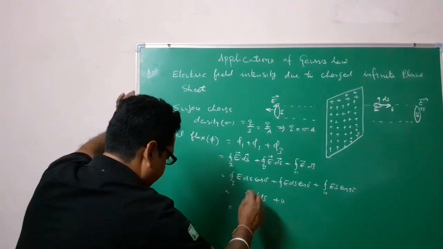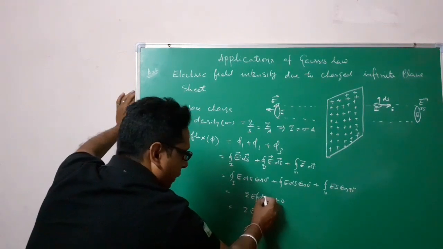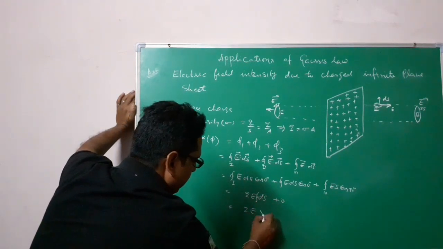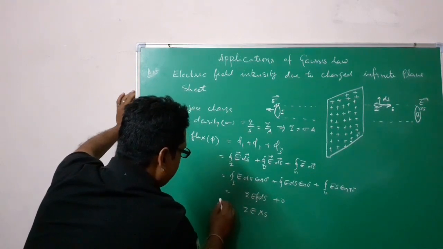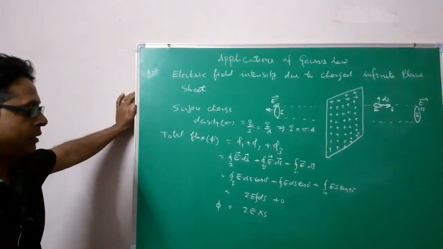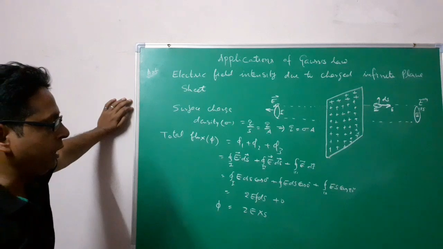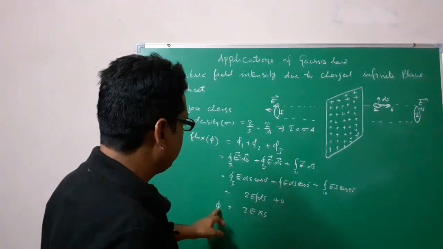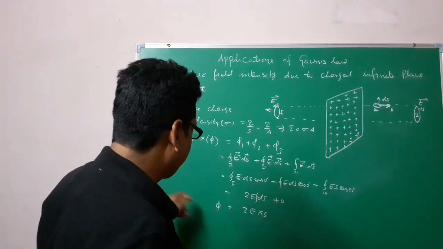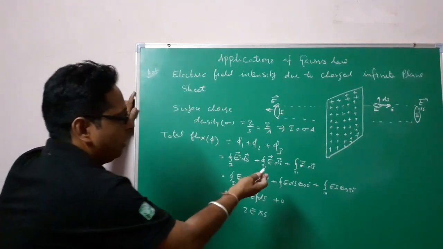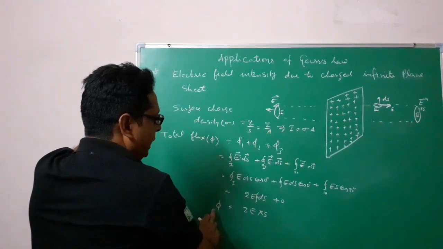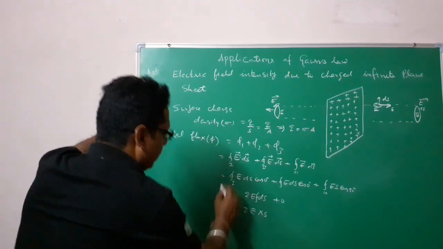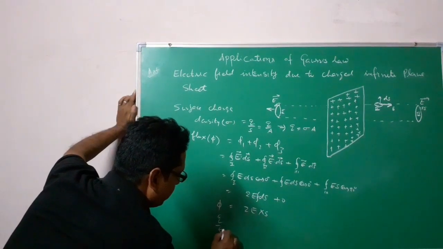So we have just added them. This is the surface integral of ds, which is nothing but equal to S. So this is your flux: flux is equal to E into S. Now what is this electric flux? According to Gauss's law, electric flux is equal to Q by epsilon naught. So this is Q upon epsilon naught.